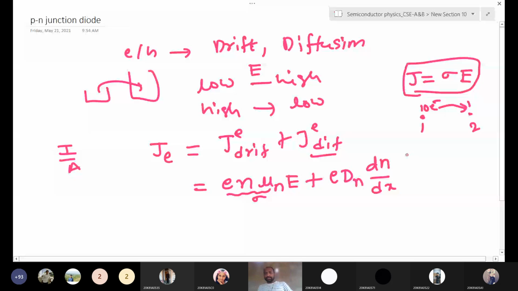Here we take length, because semiconductors are in the centimeter range, so we always take length. That is the charge carrier gradient. This is the total current due to electrons. The first term is the drift process, and the second is the diffusion process. This is the derivation part, no need to memorize; you will only get a small question.